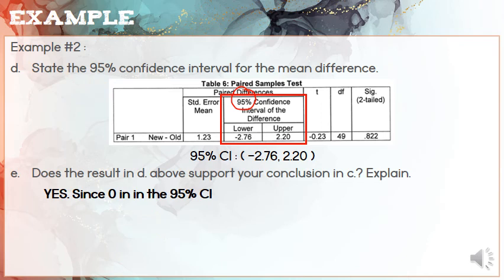Dia tanya, do the result support your conclusion? You mesti jawab yes. Kenapa you cakap yes? Since 0 is in the 95% CI. Maksudnya di sini, perbezaan di antara new dengan old, okay, we are 95% confidence that the difference will be between -2 sampai 2. So, ada possibility perbezaan itu 0. So, kalau perbezaannya 0, tak ada improvement. Alright? So, I guess that's all for hypothesis testing for 2 means.